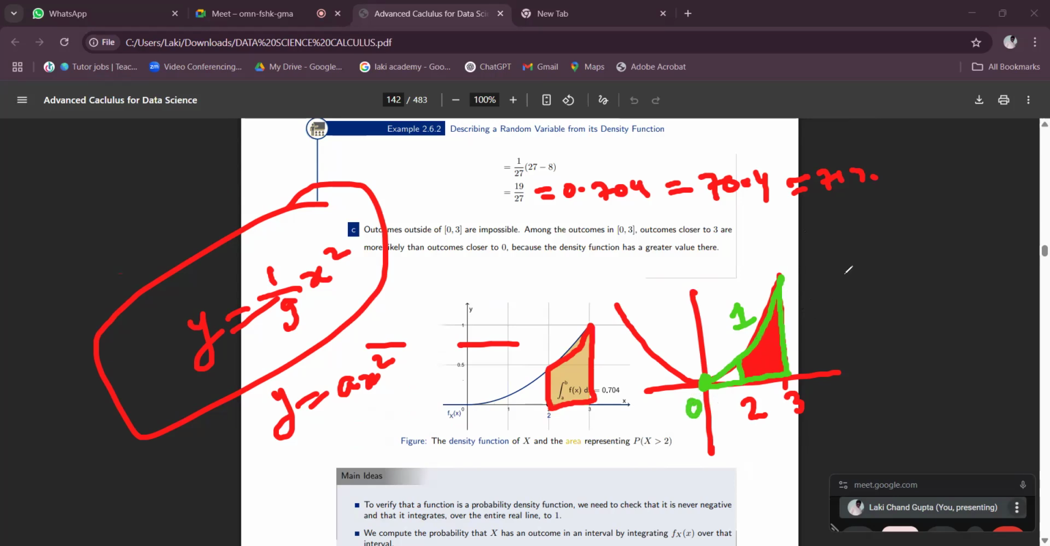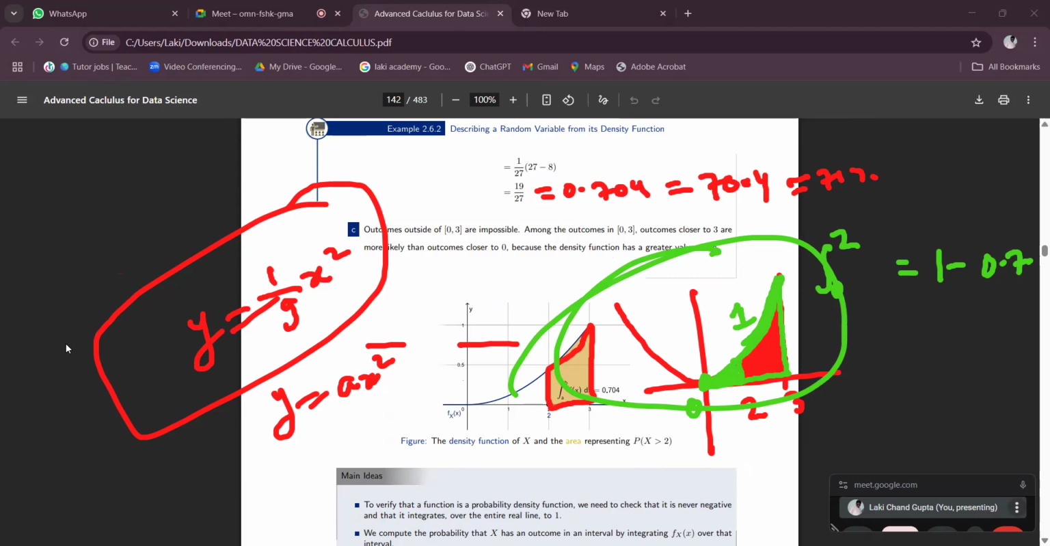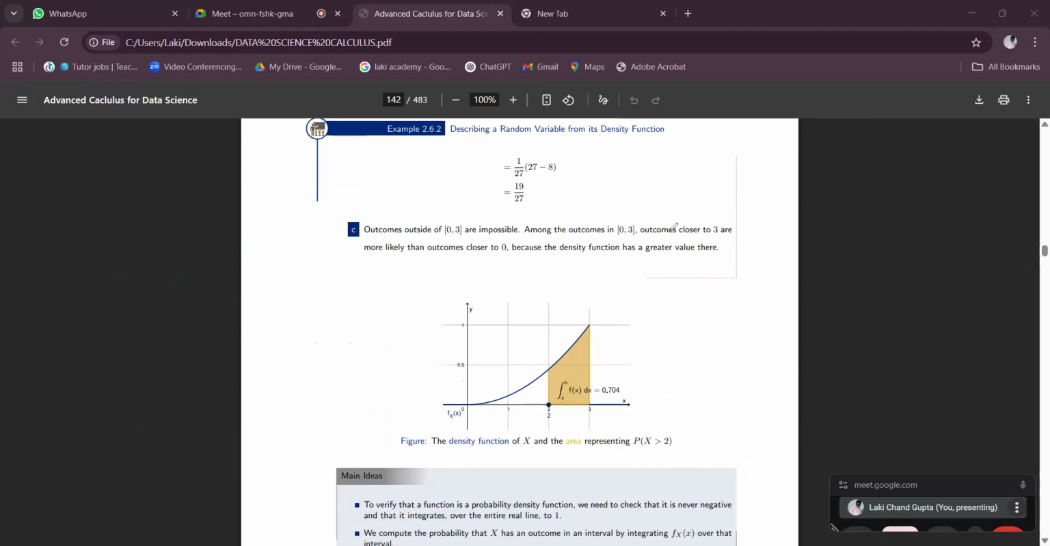If I asked you what is the probability from 0 to 2, then you can say 1 minus 0.70, right? Understood? This is the significance of this. You can read this: outcomes outside 0 to 3 are impossible. Why? Because the limit of x is given as 0 to 3.